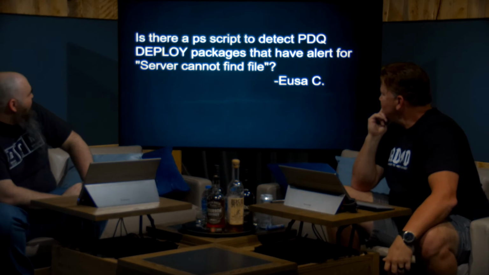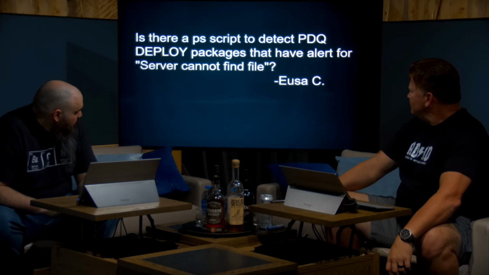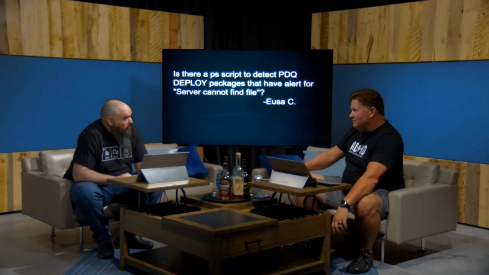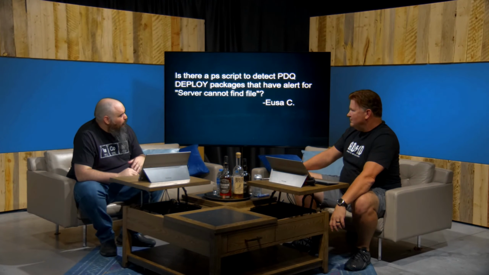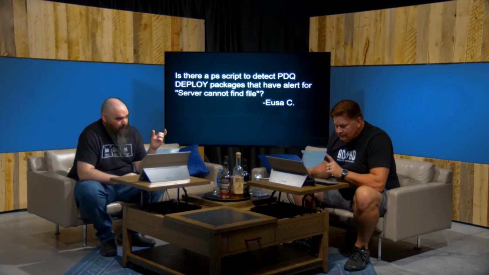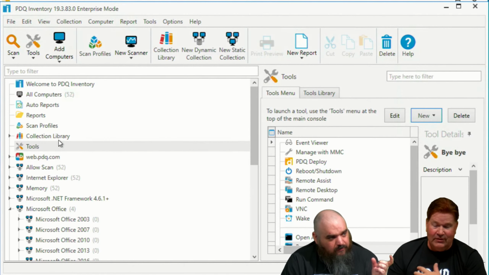Is there a PowerShell script to detect PDQ Deploy packages that have an alert for server cannot find file? So our products don't keep a history. If you did a deploy and got that error, it would be in that table as long as you didn't try to deploy anything else. Now, that's what he would do.